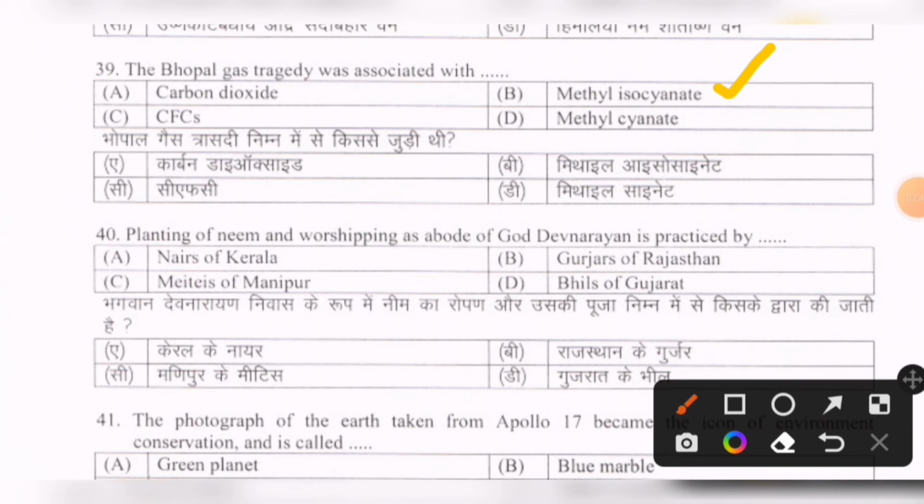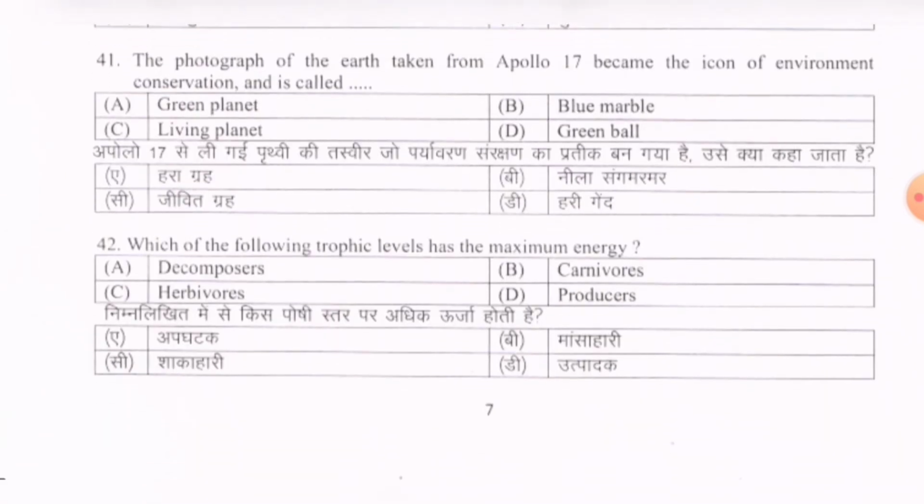Next question. Planting of neem and worshipping as abode of God Devanarayan is practiced by. Options are Nairs of Kerala, Gurjars of Rajasthan, Meitis of Manipur, Bhils of Gujarat. The correct option is Gurjars of Rajasthan. Let's see the next one.